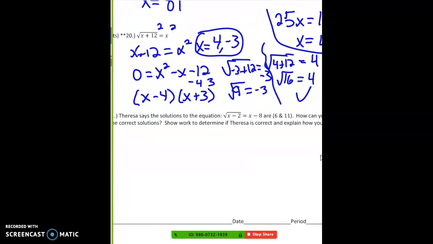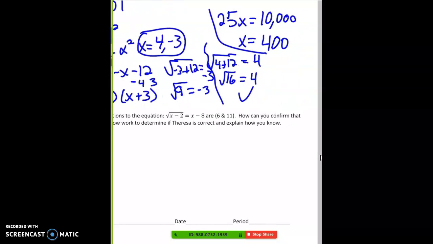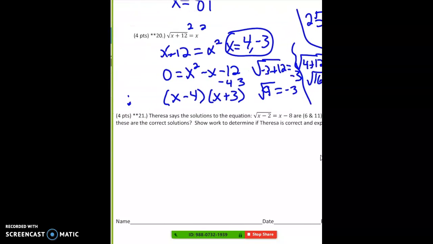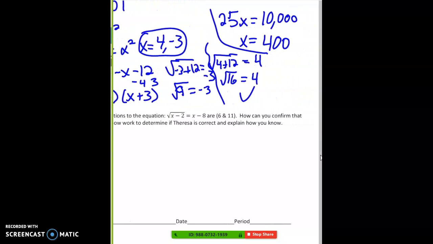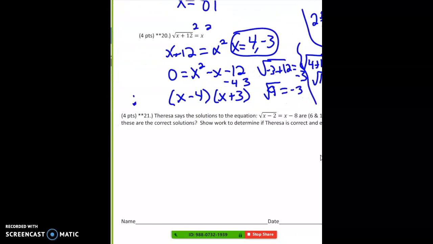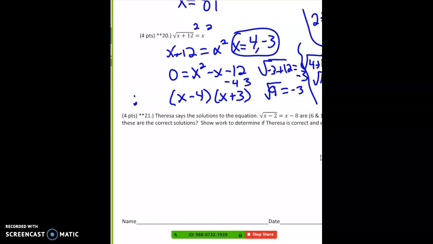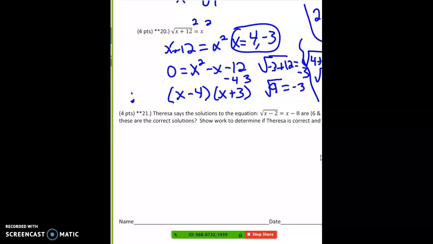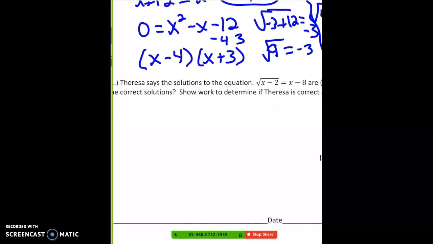All right, so finally, we have here, Teresa says the solutions to the equation square root of x minus 2 equals x minus 8 are 6 and 11. How can you confirm that these are the correct solutions? Show work to determine if Teresa is correct and explain how you know. So basically, this one is just an explanation problem. First, you have to figure out if she's right, and then secondly, you're going to tell me how you know that. So you're going to work through the problem. Let's do that first.